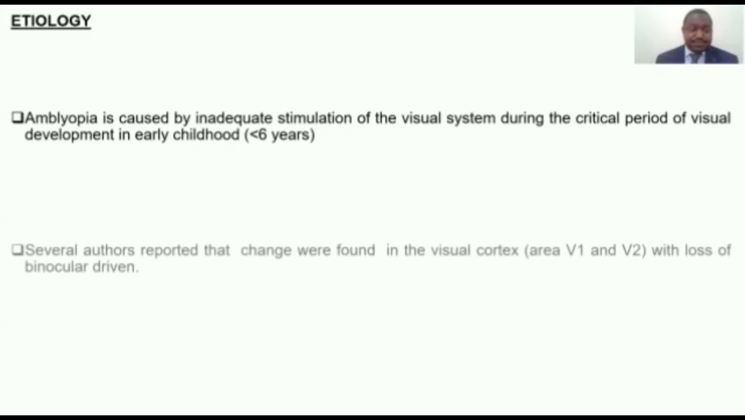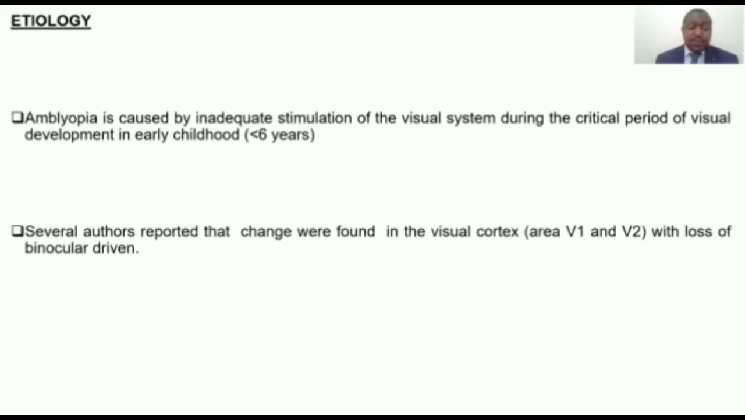Any problem happening during this critical period has a serious effect on formation of vision, or formation of amblyopia, for the patients. Yes, several reports show that changes were found in visual cortex areas V1 and V2 with the loss of binocular convergence. This is from studies of amblyopia. And there is also another theory for development of amblyopia, which says there are abnormal binocular computations.